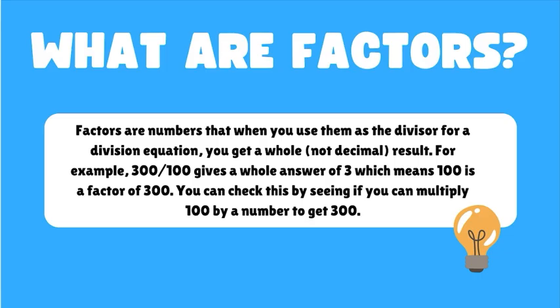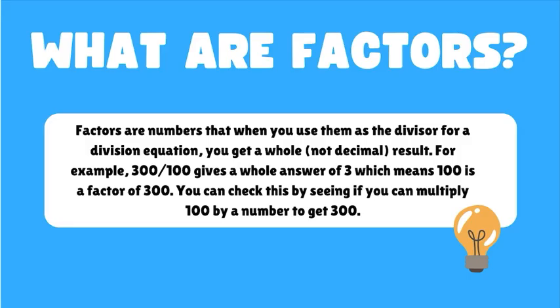Factors are numbers that, when you use them as a divisor, the second number of a division equation, for example, 300 divided by 100, where 100 is the divisor. So factors are numbers that when you use them as a divisor for a division equation, you get a whole result, not a decimal result. It has to be whole. If it's whole, then this is a factor of the dividend, which in this case is 300.